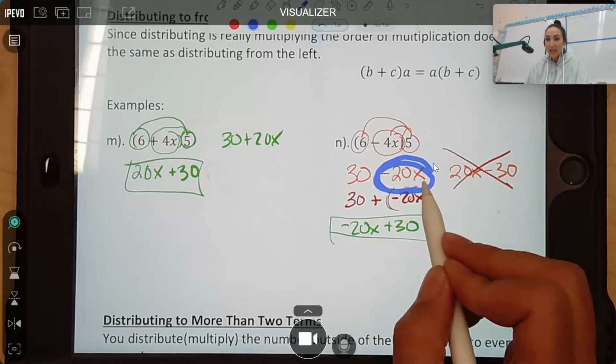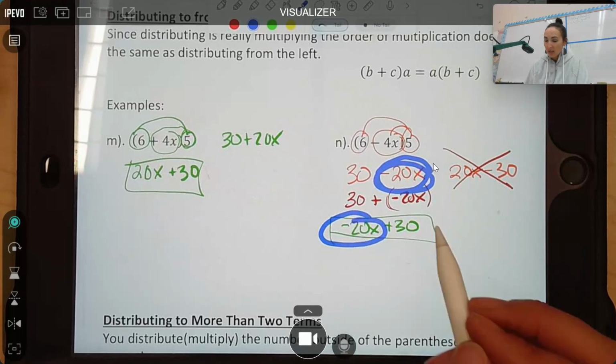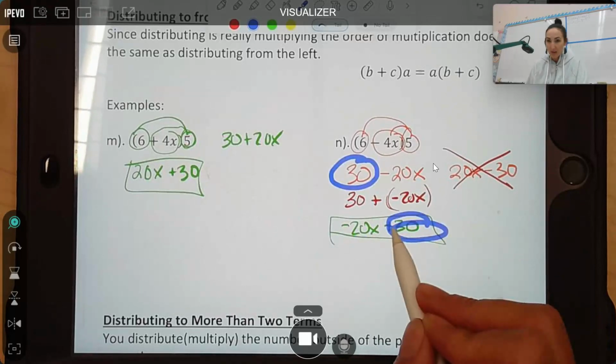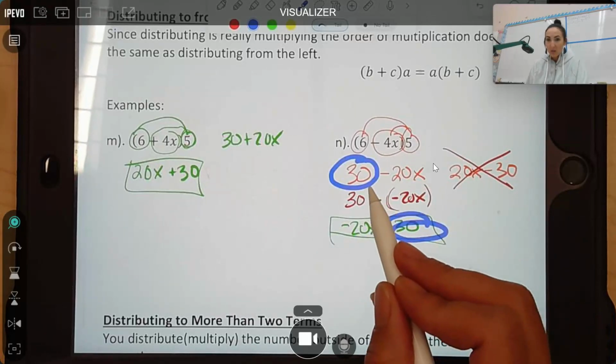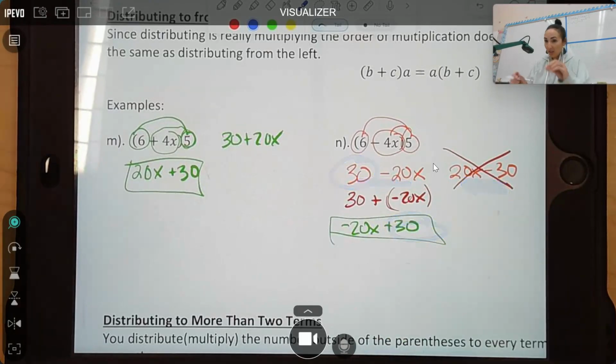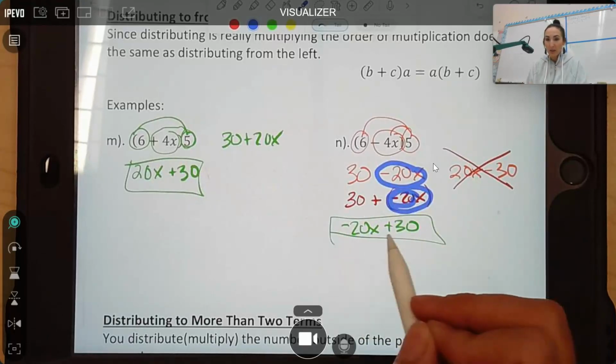This was a negative 20. In my answer, I still have the negative 20x. This was a positive 30. I still have a positive 30 in my answer. Okay, so you can't change the order of subtraction, but you can think of it as adding the opposite, and you can take the sign in front of it with it when you switch it.